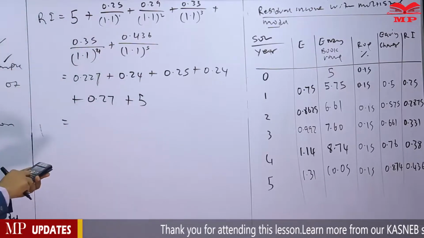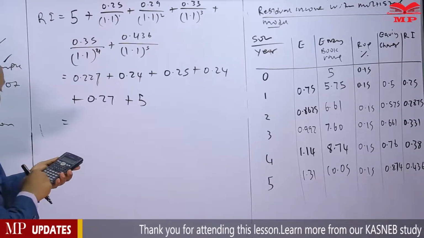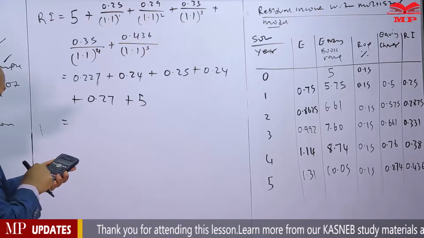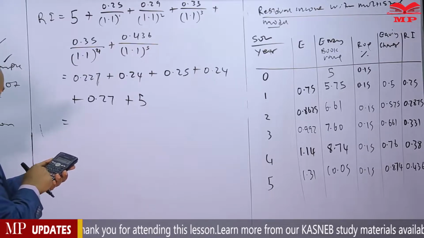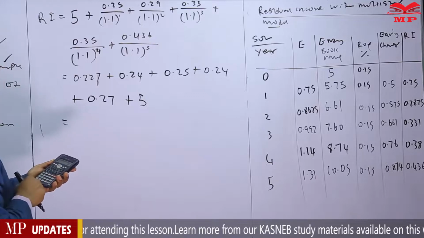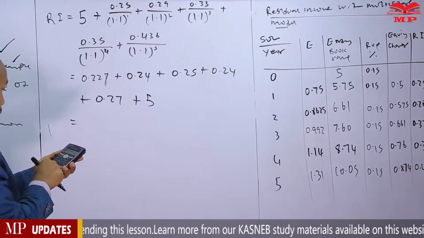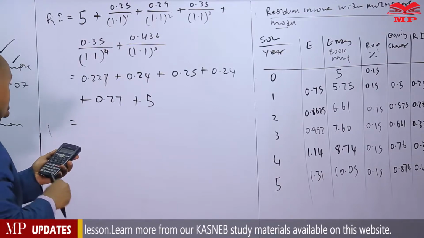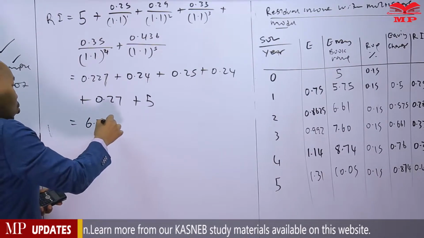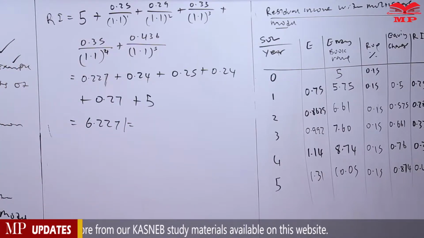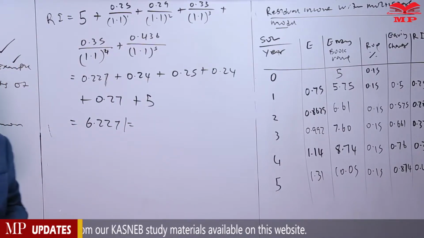So how much do we have as the intrinsic value? We have 0.227 plus 0.24 plus 0.25 plus 0.24 plus 0.27. Then we add 5, 6.227. 6.227 shillings. That is the value based on residual income there.